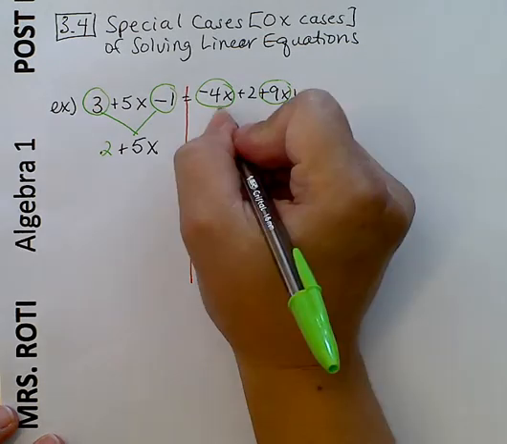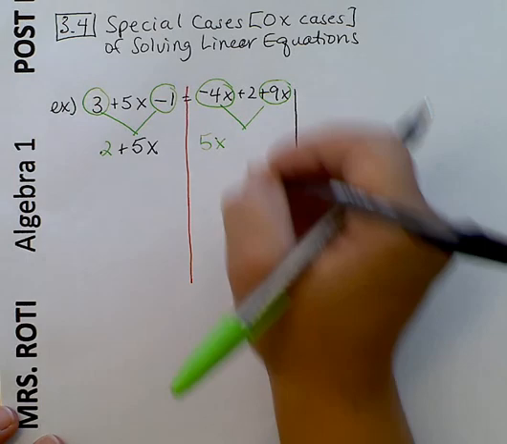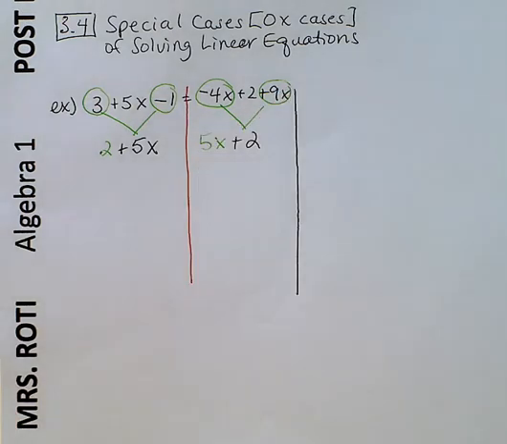Negative 4x plus 9x is 5x. We still have that plus 2 hanging out, so it's going to come down. So again, 2 plus 5x, or 5x plus 2, mean the same thing by the commutative property. That gives us a clue of what's about to happen.